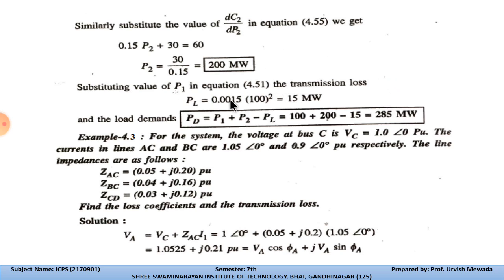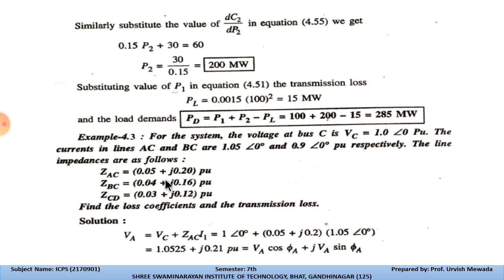Now let us discuss the third example related to this type of topic. For the system, the voltage at bus C is VC equal to 1.0 at angle 0 pu, and the currents in the lines AC and BC are 1.05 at angle 0 and 0.9 at angle 0 pu respectively. This is for AC and this is for BC, and the line impedances are as follows. ZAC, ZBC and ZCD are all the impedances which are mentioned in the data. Find the loss coefficients and the transmission loss.